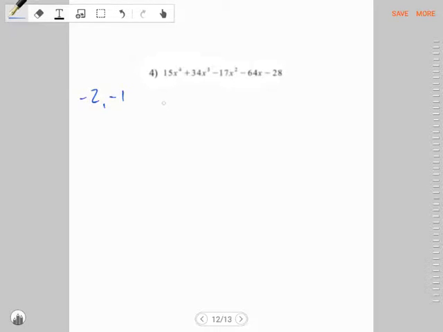Okay, synthetic division, we just put down the coefficients. So 15, 34, -17, -64, and -28, sorry. We'll do this upside down divide sign, and then we put the zeros in just as is. Now remember, we guessed and tested and got the -2 and the -1, but let's just carry this out. Remember, the 15 just drops down.